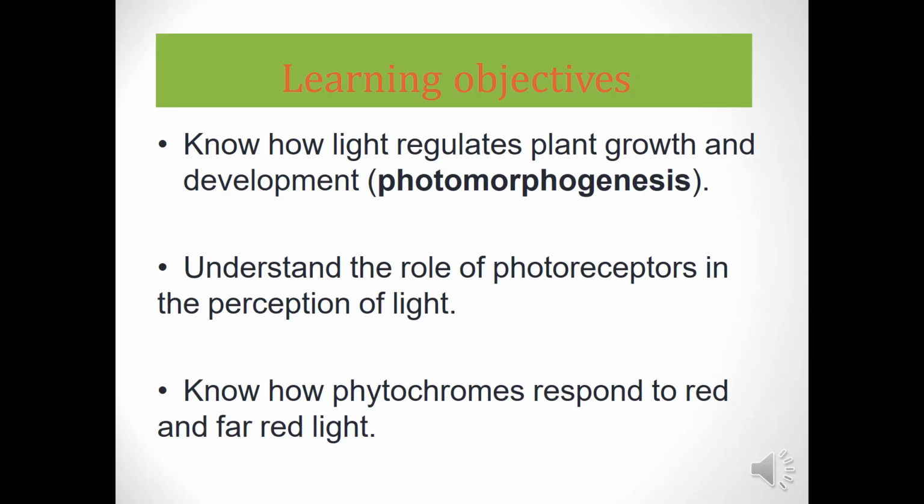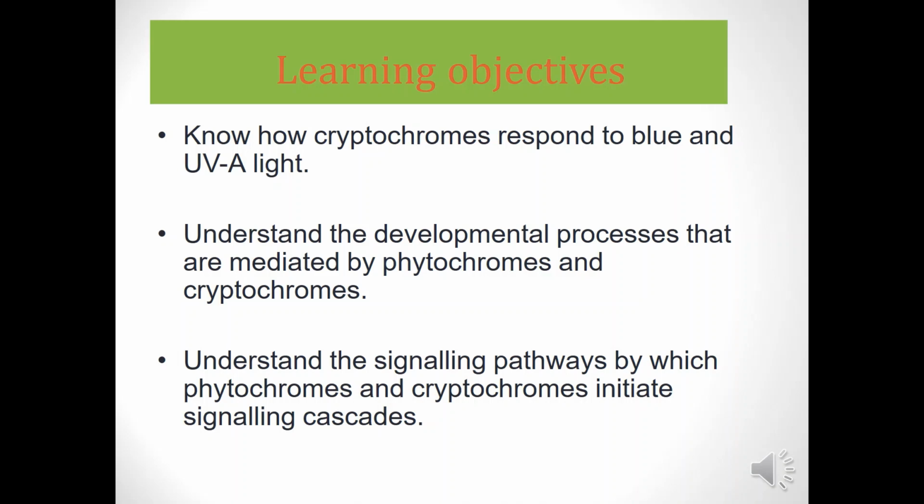You also need to know how the phytochrome responds to the red and far red light, and how the cryptochrome responds to the blue and UVA light. For your information, cryptochromes and phytochrome are two types or two classes of the photoreceptor. The next learning objective is you need to understand the developmental processes that are mediated by the phytochrome and cryptochrome.